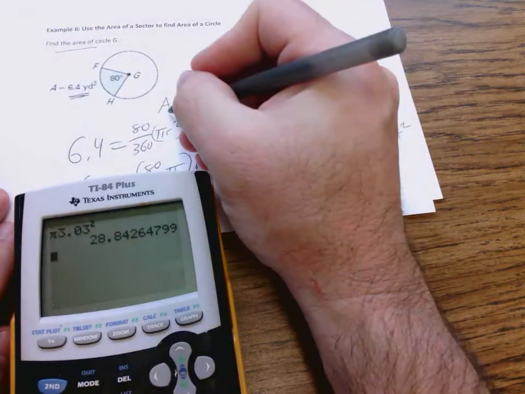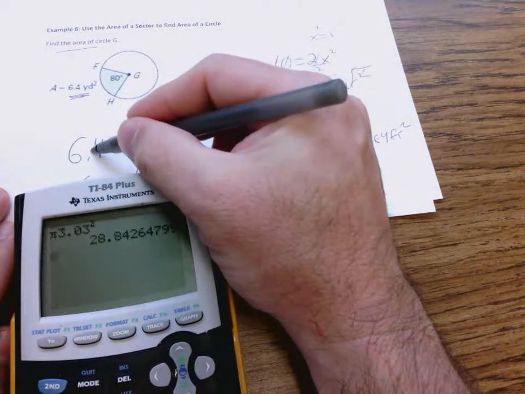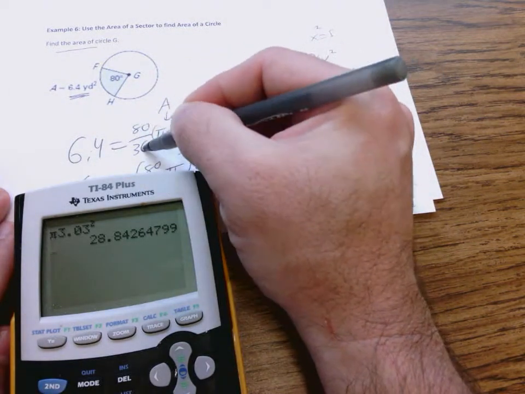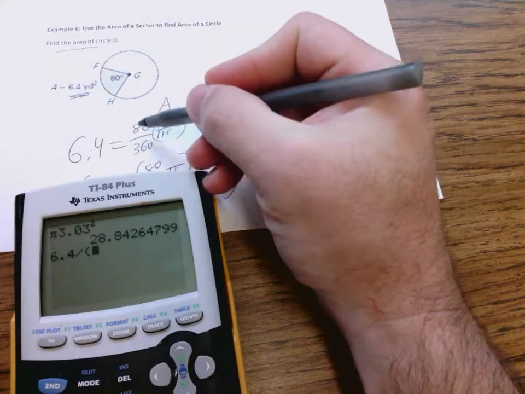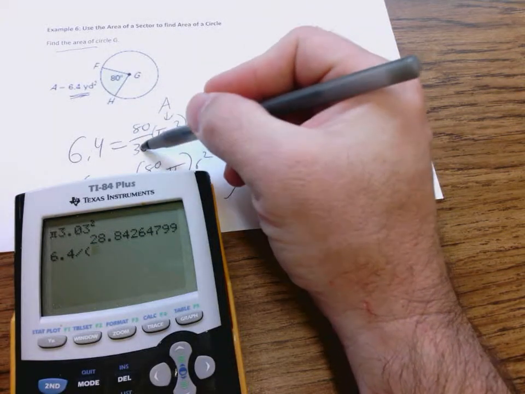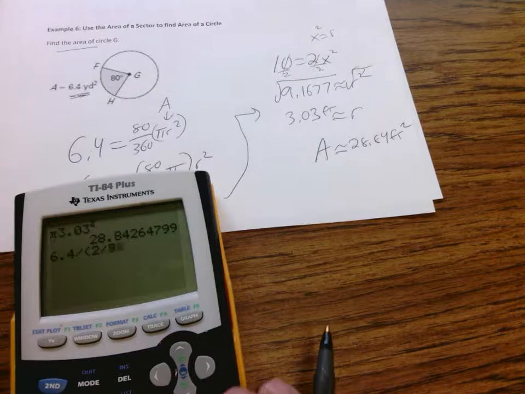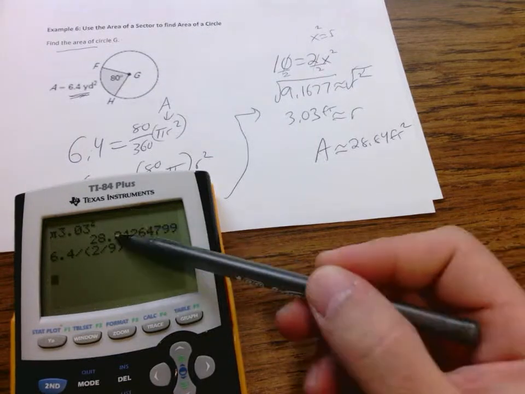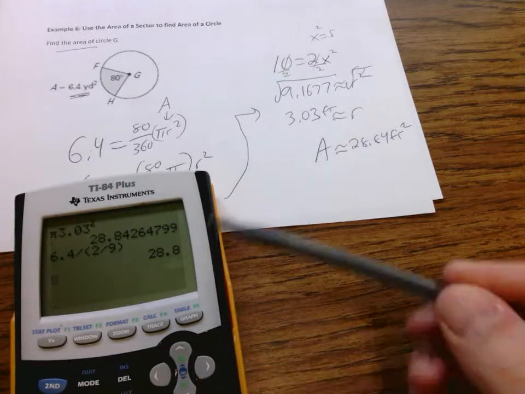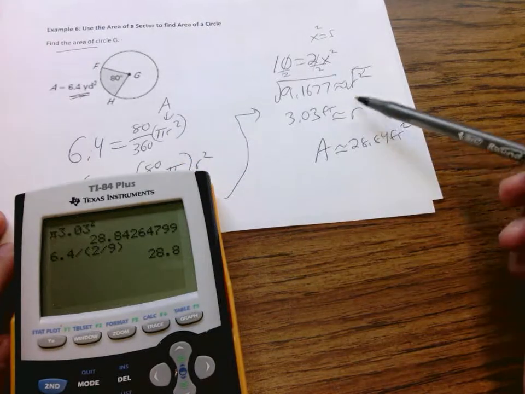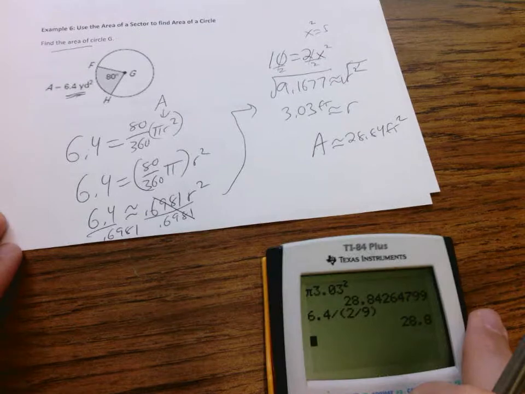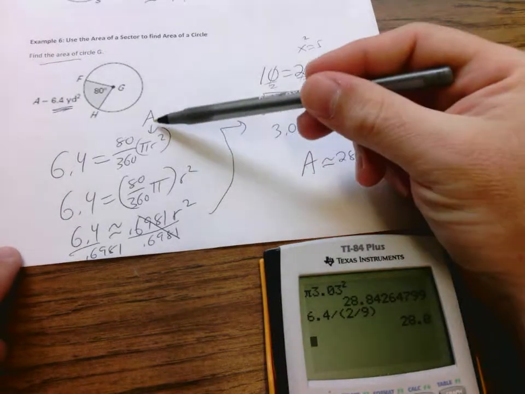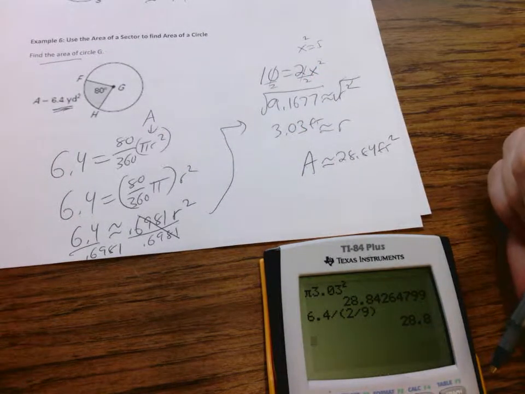If I basically just replace that with A, 6.4 divided by 80/360. Well, we can simplify that. This is 8/36, right? Which is 2/9. So divided by 2/9. And check it out, 28.8. Okay, so you could have done it in one shot here, but for the practice, I wanted to show you how to find r. But depending on what they ask for, you might be able to see little shortcuts like that and go ahead and use them.